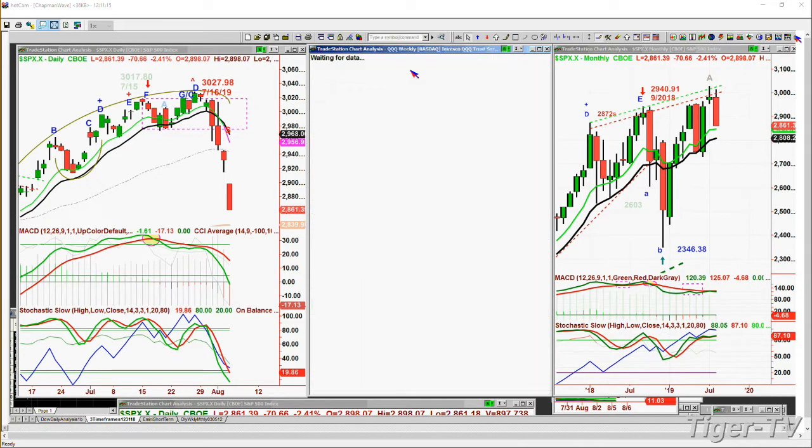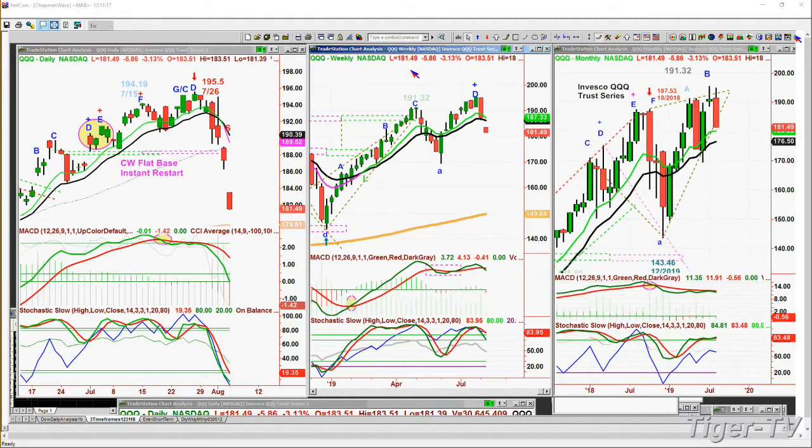QQQ, NDX 100, down 5.86 at 181.49, down 3.13%. The Dow is down 2.31%, and the S&P is down 2.4%. There's a big move. Peak D, established last week, is way underneath the 14-period moving average. In the weekly chart, MACD has just crossed negative. Stochastic still good at 83%. That monthly chart, I'm still saying it's kind of good.